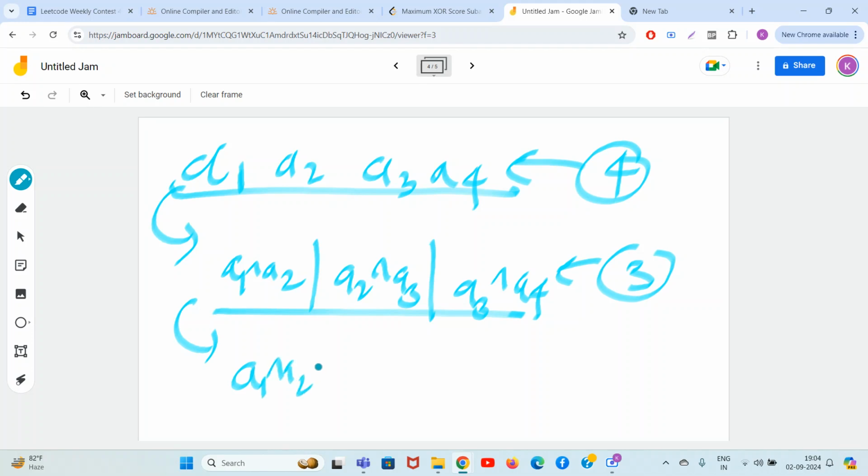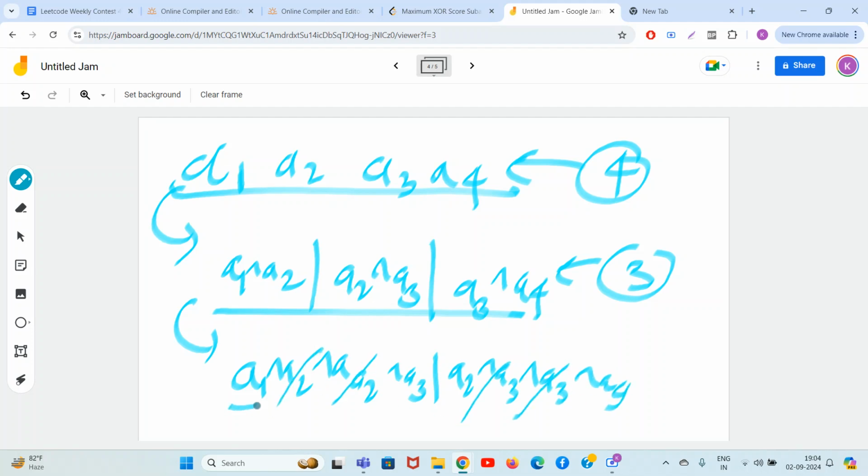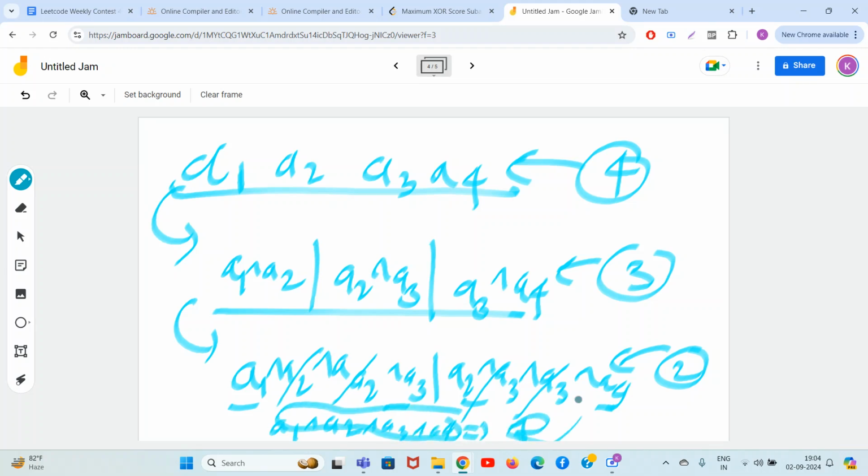A1 XOR A2 XOR A2 XOR A3, A2 XOR A3 XOR A3 XOR A4. A3 cancels, A2 cancels, it is A1, A3, A2, A4. So two elements again, two operations again to travel this, and you finally get A1 XOR A2 XOR A3 XOR A4. Reading this number takes one operation. So this is not efficient.